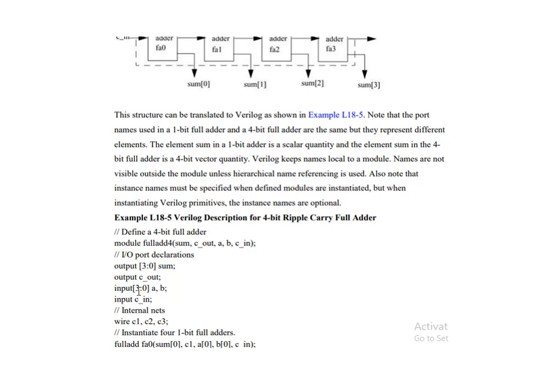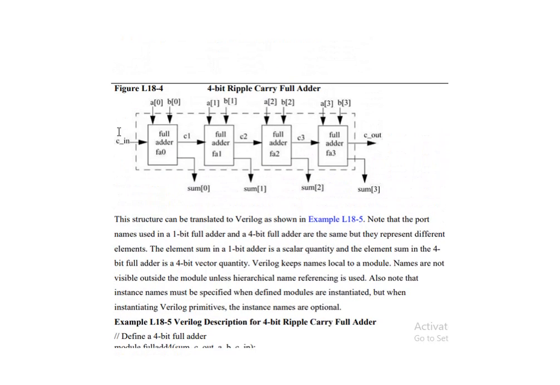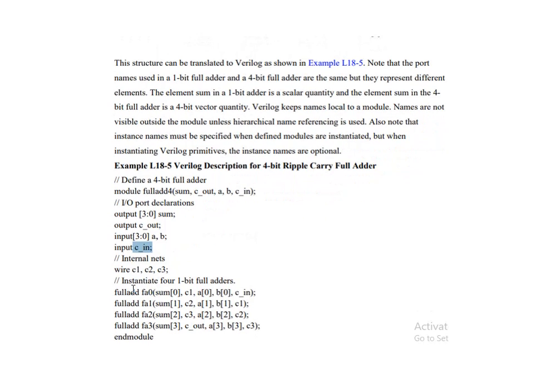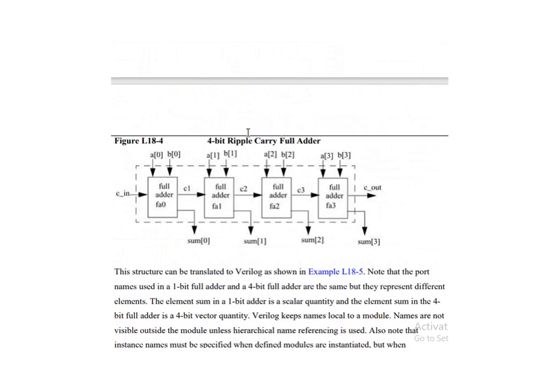So what does this mean? Input [3:0] a, b means a is a 4-bit width value having its range from a0 till a3. Similarly, I have b. B goes from b0 till b3, making it 4-bit. Then I have an individual input c in, c underscore in, which is a single-bit entity, hence I have not mixed it up with the others. Then I have all the wires. So these are my intermediate wires.